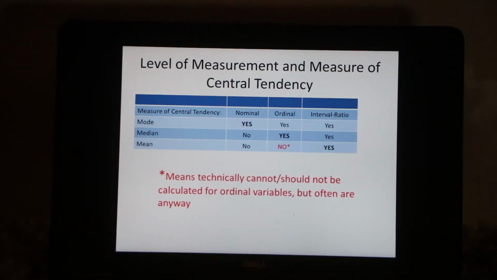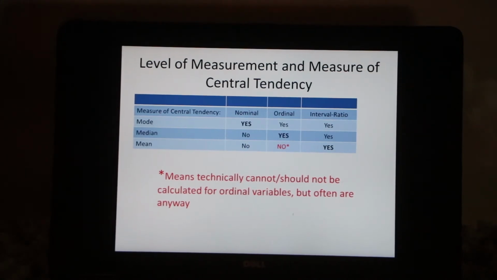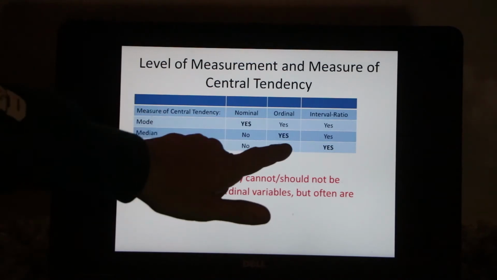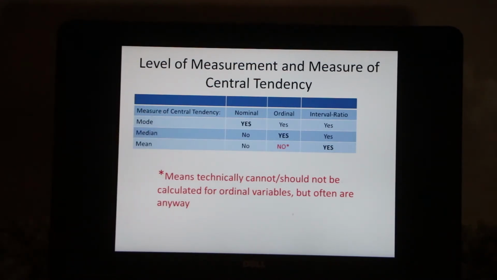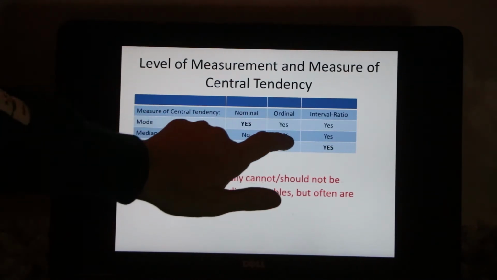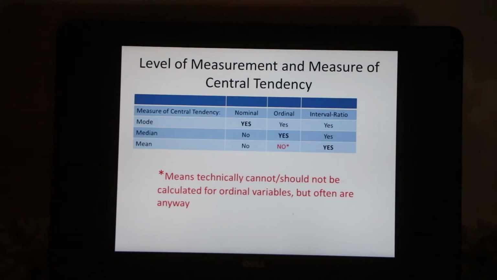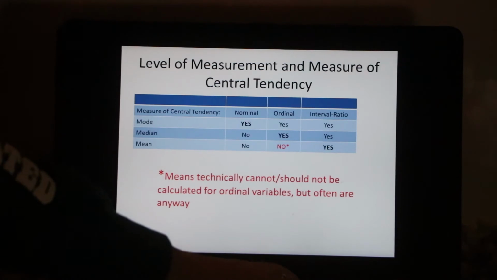And as you can see, the mean is most appropriately used with interval ratio. And I put this in red that a lot of times people will try to use it with ordinal data, but technically it should not be. So kind of memorize where these bolded yeses sit, especially. Know where all the yeses fit, but particularly where the bolded yeses are, in terms of what's most appropriate.